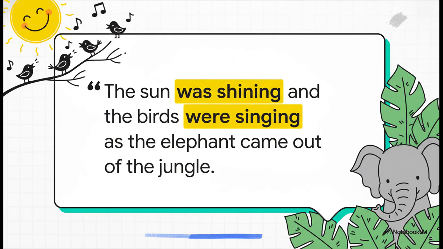The past continuous is also a storyteller's best friend. It is perfect for setting the scene. It paints the background picture of what was going on. So before the main event, the elephant coming out, we get this amazing atmosphere. We know the sun was shining, the birds were singing. It just draws you in.